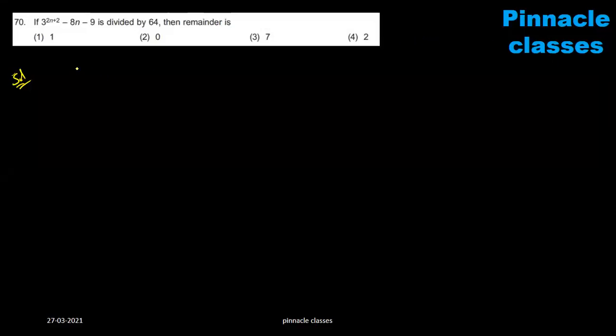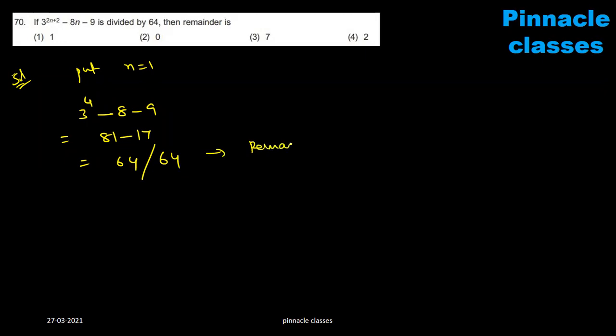So for these types of problems, you simply put n is equal to 1. So 3 power 4 minus 8 minus 9. How much? 81 minus 17. How much is coming, anyone? What is the result? 64. Obviously 64 is divisible by 64. So what is the remainder? 0. This is the answer.